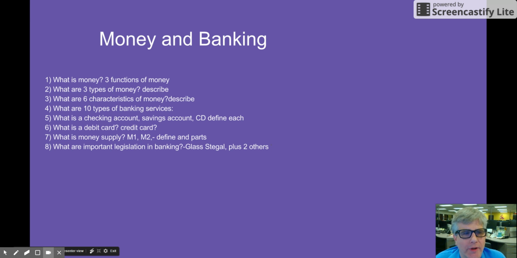Money and banking. We're going to go over 8 different questions and different things in this unit. We're going to go over what is money, the 3 different types of money, 6 characteristics of money, 10 different types of banking services, checking account, savings account. We're going to define some of these. What is a debit card, credit card, the 3 different types of money supply, and important legislation in banking.